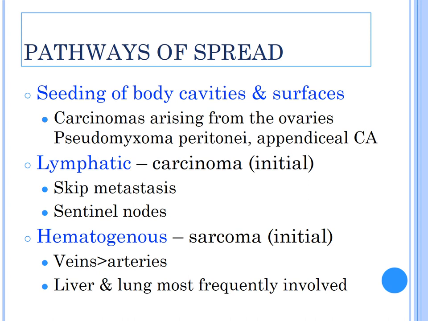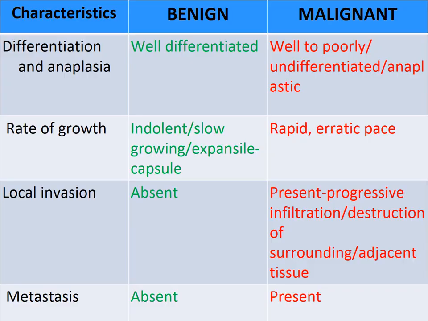Now, the liver has another circulation there, which is the portal circulation, draining a large amount of material there in the GIT, and it passes to the liver. So, you have also the liver that is most frequently involved for metastasis. This is a summary of what we have talked about, and you have a summary like this, where you have 4 criteria: differentiation and anaplasia, rate of growth, invasion, and metastasis.